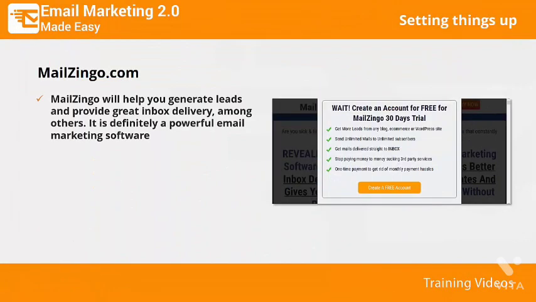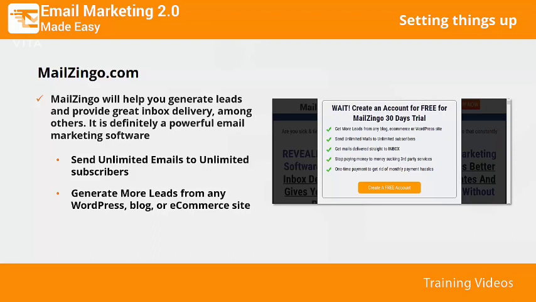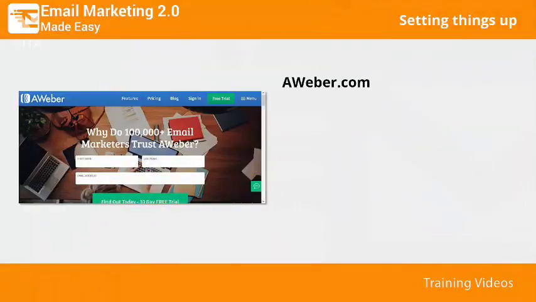Mailzingo.com. Mailzingo will help you generate leads and provide great inbox delivery, among others. It is definitely a powerful email marketing software. You can send unlimited emails to unlimited subscribers, generate more leads from any WordPress blog or e-commerce site, and get emails delivered straight to inboxes.